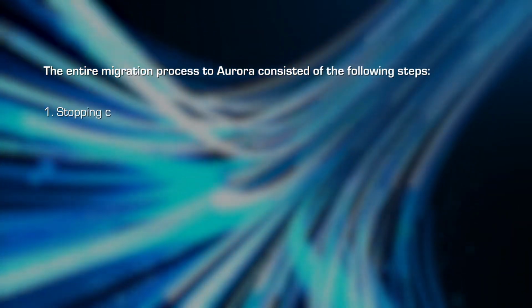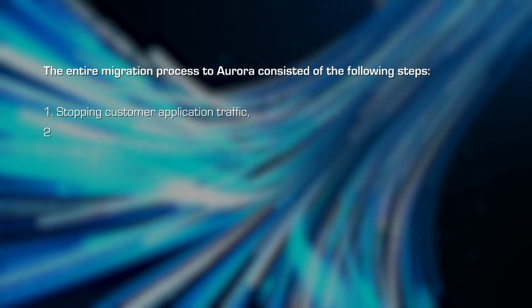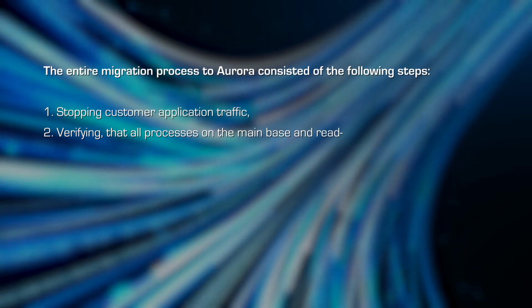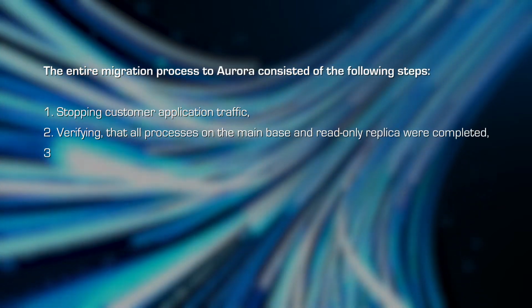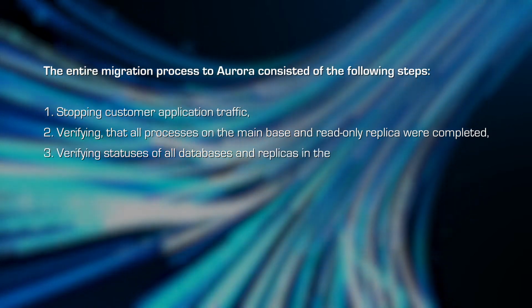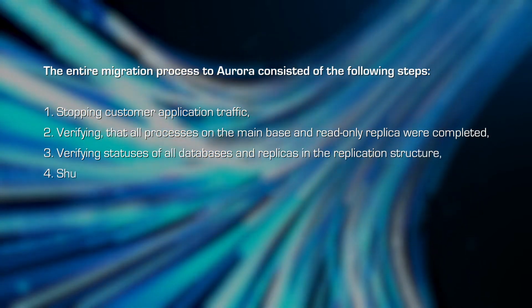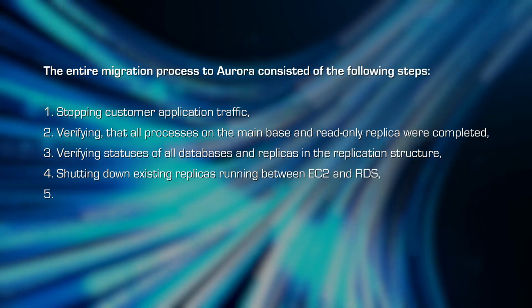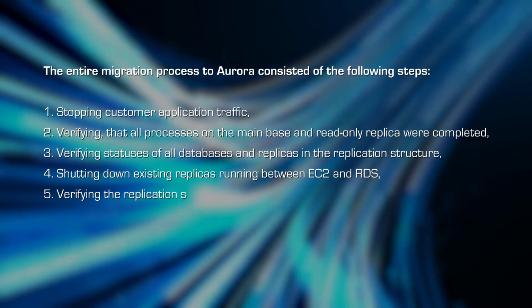1. Stopping customer application traffic. 2. Verifying that all processes on the main base and read-only replica were completed. 3. Verifying statuses of all databases and replicas in the replication structure. 4. Shutting down existing replicas running between EC2 and RDS.